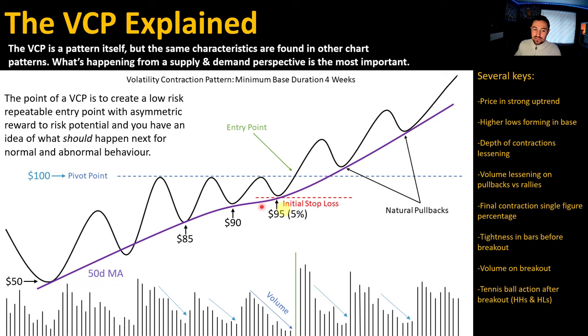And then you're looking for this tight final contraction here, preferably in single figures, so then your stop loss can go underneath the final contraction. Now, it's not always that simple just to go stop loss underneath the final contraction. I will show you a lot of variations, but that is a good kind of barometer. Okay, it's a good starting point for us.